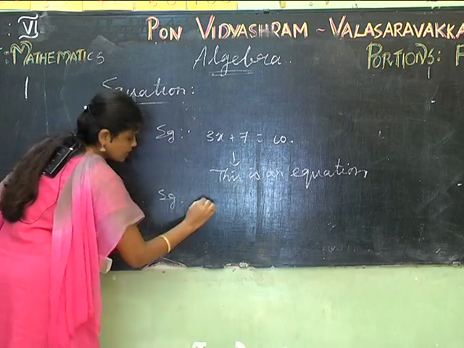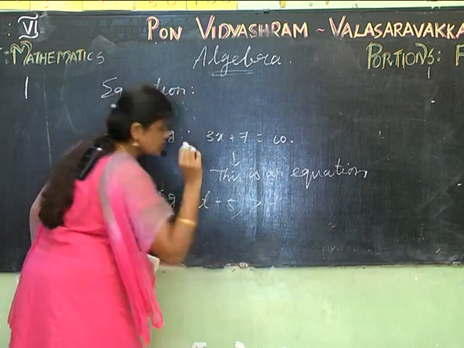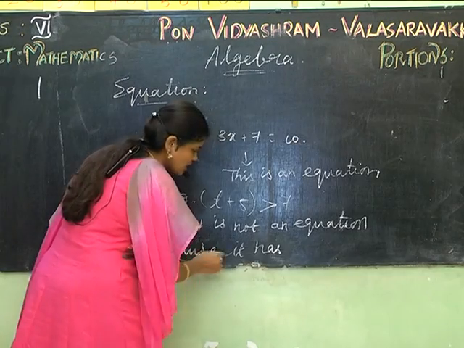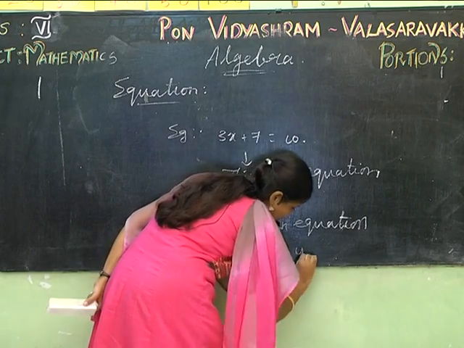Can you see whether t plus 5 greater than 7 is an equation? This is the equation? No, because it has no equality sign.